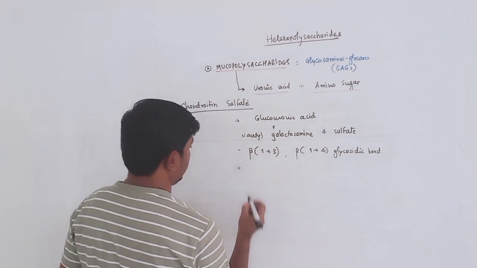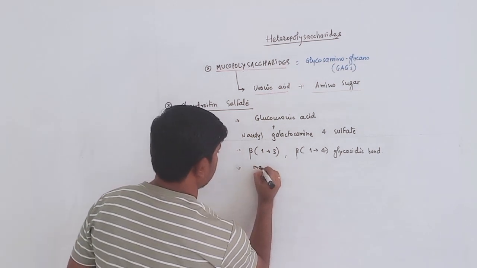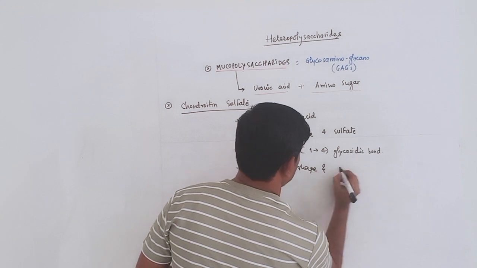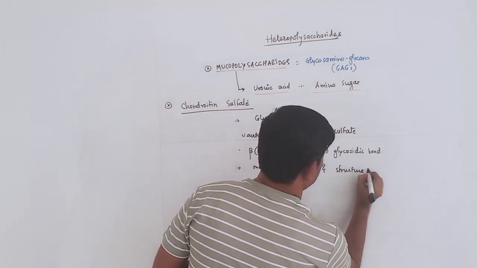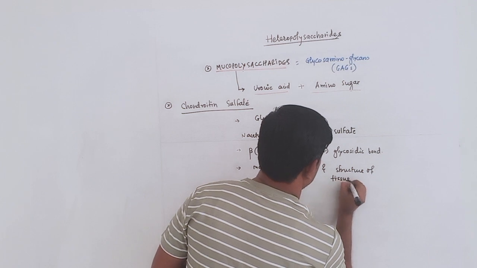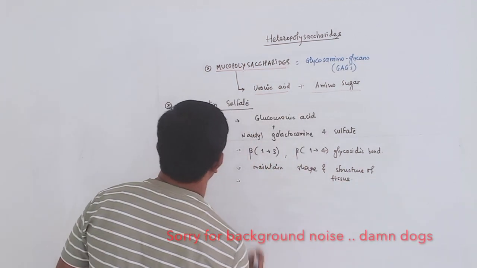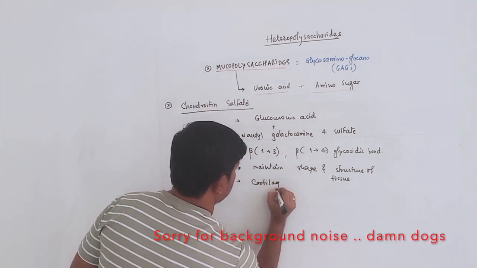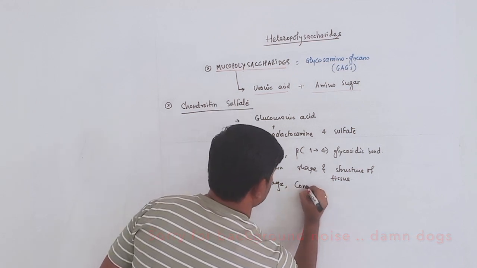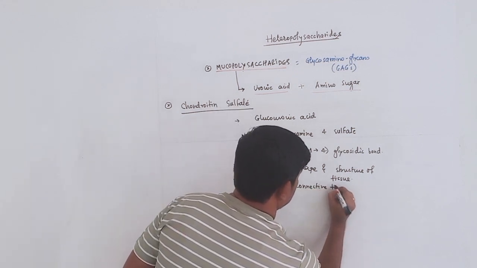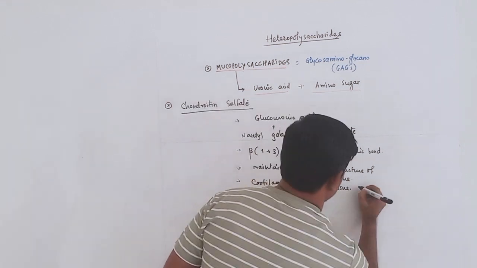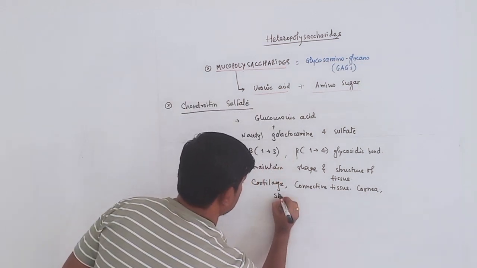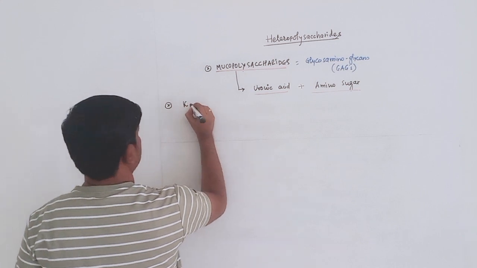This chondroitin sulfate helps to maintain the shape and structure of tissue. And which kind of tissue? It is present in cartilage and connective tissue. It is also present in cornea. It is also present in skin. Now we will see keratan sulfate.